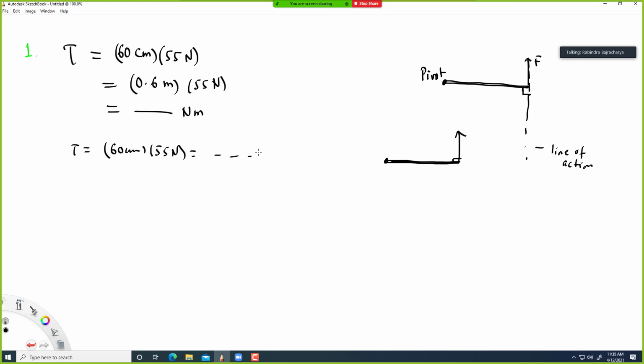So when it's perpendicular, it's pretty straightforward. You don't need to worry about the components. But now let's look at the second one. Second one is a bit complicated. So here you have this hinge or pivot. Here's the door. And you're applying force in this direction.